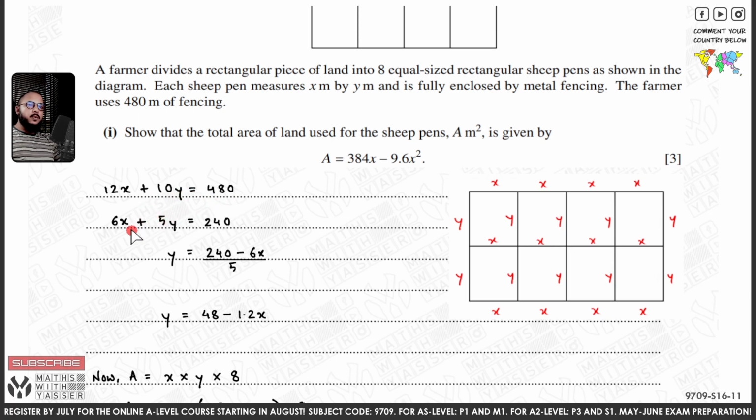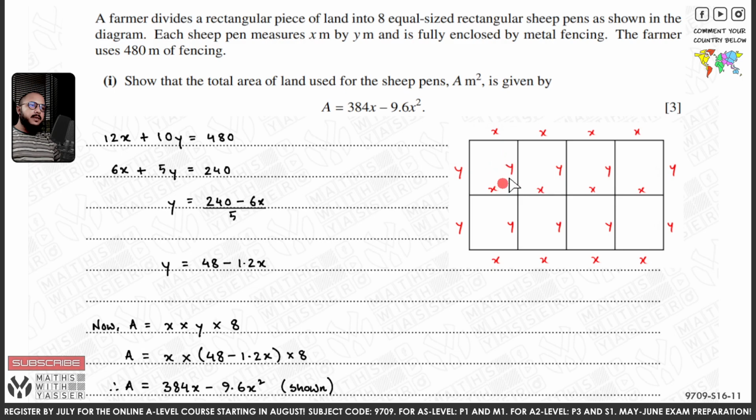So 12x plus 10y is equal to 480. If I divide both sides by 2, I get 6x plus 5y equals 240. So y is equal to (240 minus 6x) by 5. Simplifying this further, we get y is equal to 48 minus 1.2x. Now, for the area, we know that the area will be x times y for one sheep pen. And there are 8 of them, 1, 2, 3, 4, 5, 6, 7, 8. So x times y times 8 must be the area. And we know that y is 48 minus 1.2x. So we can simply substitute this into this equation, and if we simplify this further, we get A is equal to 384x minus 9.6x square, which they have asked us to show.